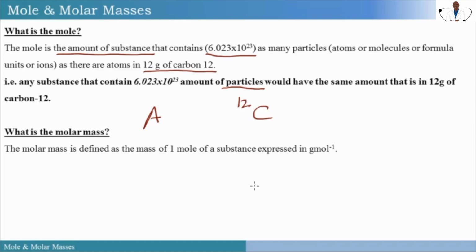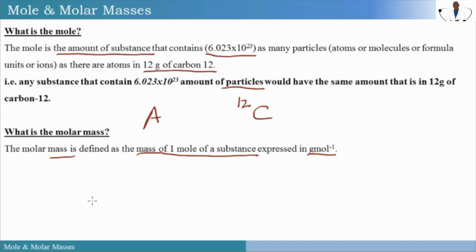Let's look at a very important term that will be used in relationship to the mole. That term is the molar mass. Now, what is the molar mass? Well, the molar mass is the mass of 1 mole of a substance expressed in grams per mole. So, the unit of the molar mass is grams per mole, and it is the mass of 1 mole of a substance. How do we know that the substance is 1 mole?